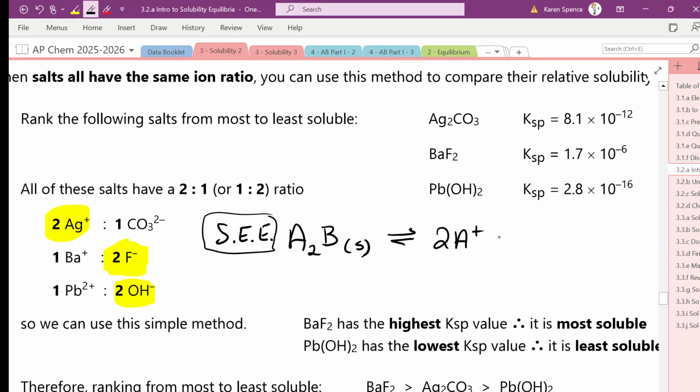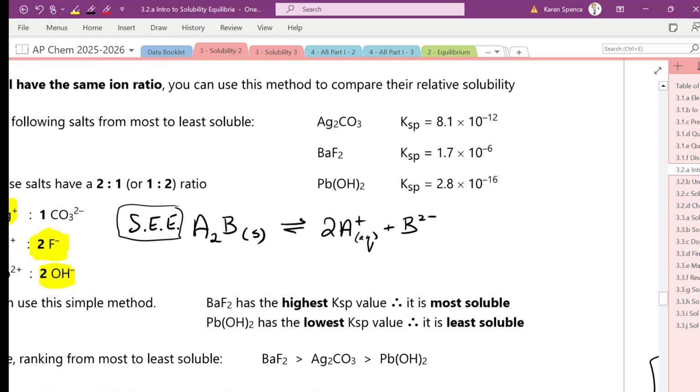Two A plus, B2 minus. Yes, absolutely. Now, if I say that the concentration of A2B is X, let the concentration of A2B equal X. Yes? So that means that underneath my A2B, I can write X. I put it in brackets because it's a solid, yeah?